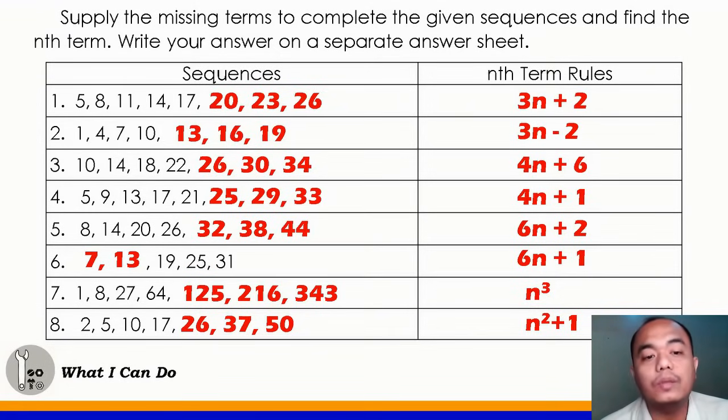So please take note of these answers for your What I Can Do part. I hope it is clear to you now and you have the idea how to formulate the nth term rule and how to get the next 3 terms in a given sequence.